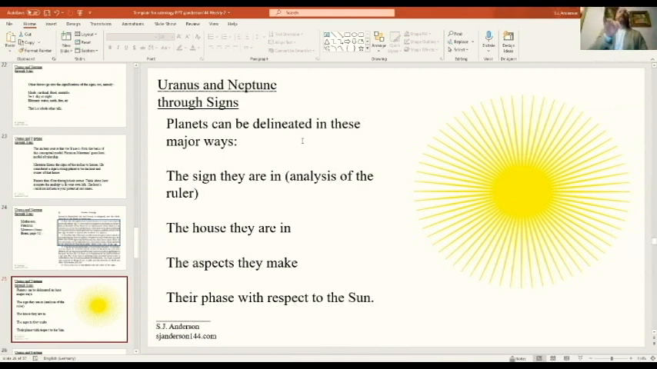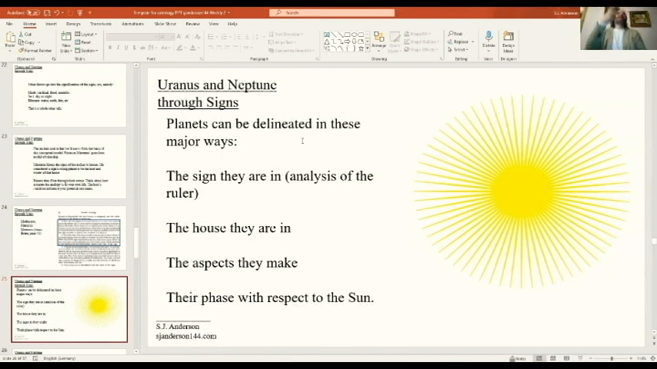Okay, the house they're in, and this to me is more essential. It's not the topic of this talk, but Neptune and Uranus in the houses to me is a much more interesting talk in a way, because it varies in every chart. Whereas Neptune and Uranus in the signs is common for years and years in a row for everybody born within a certain wide year range. So that's the houses they're in.